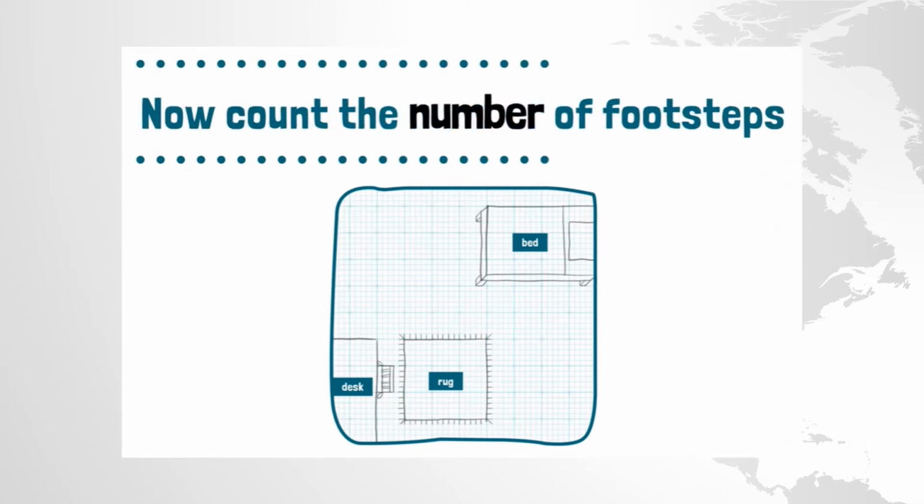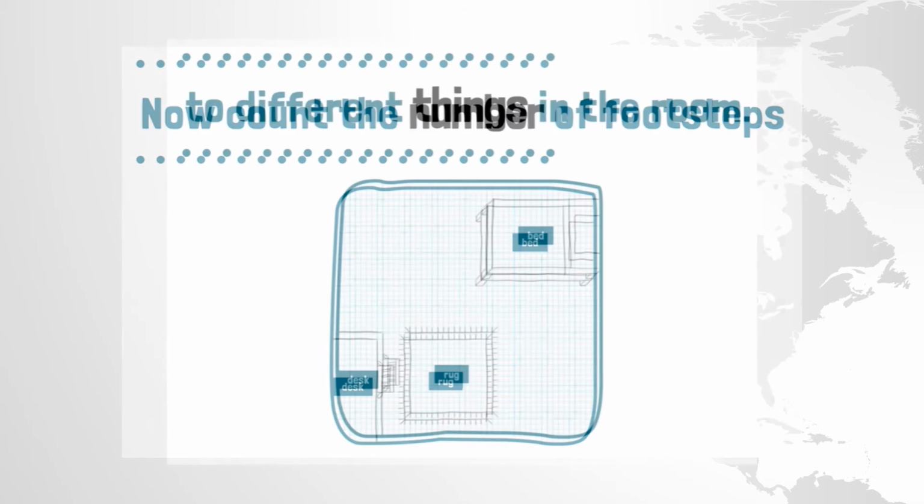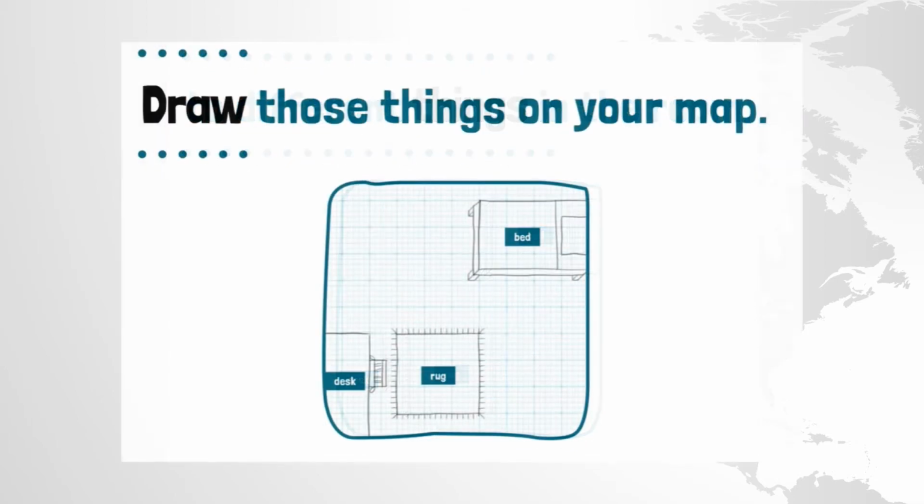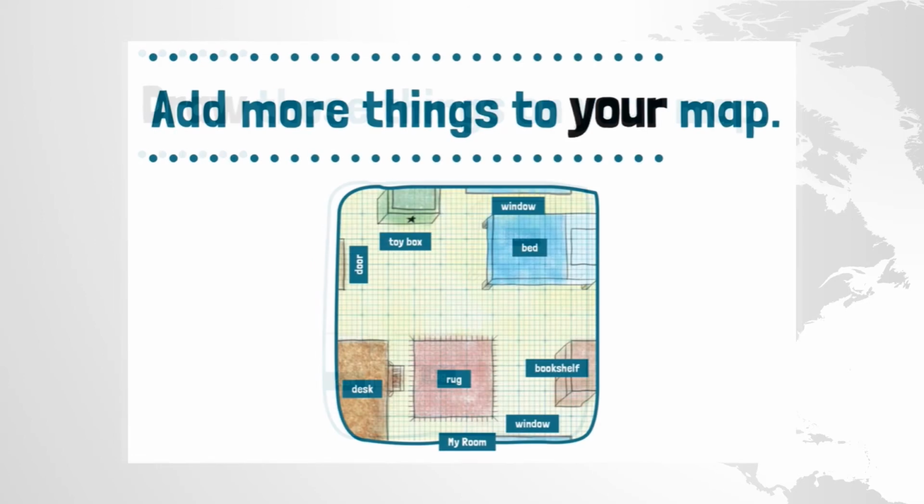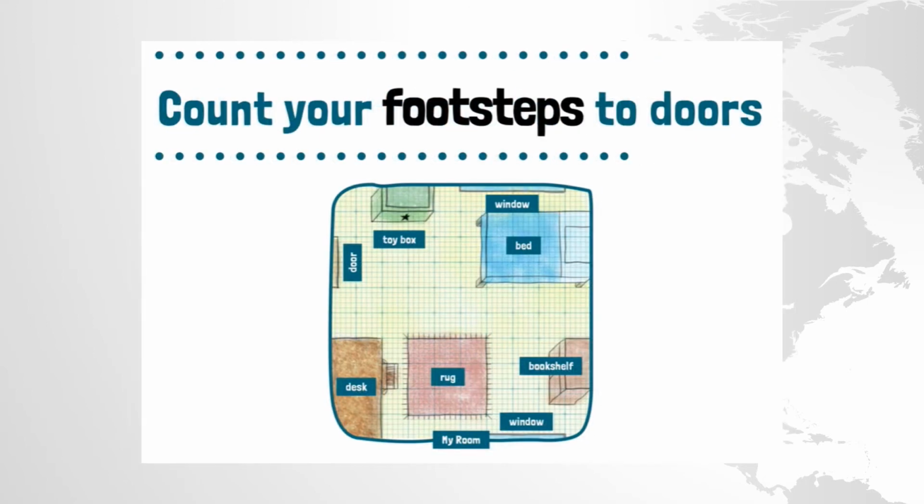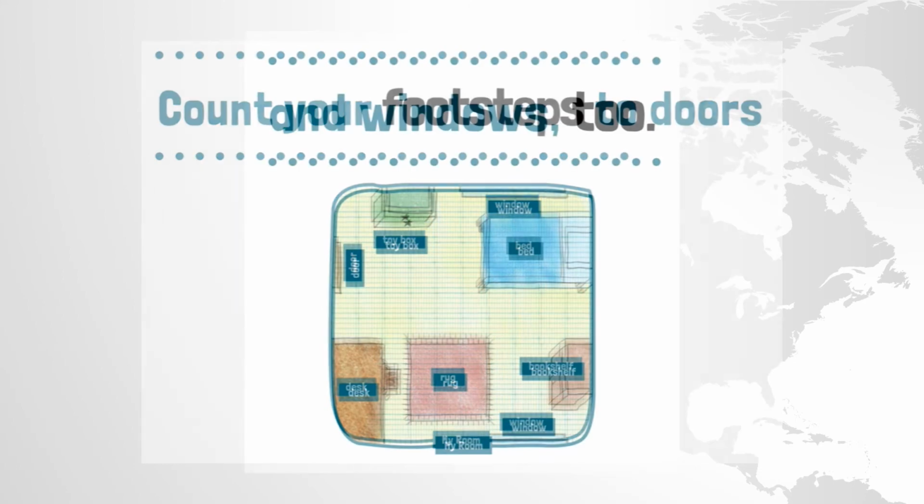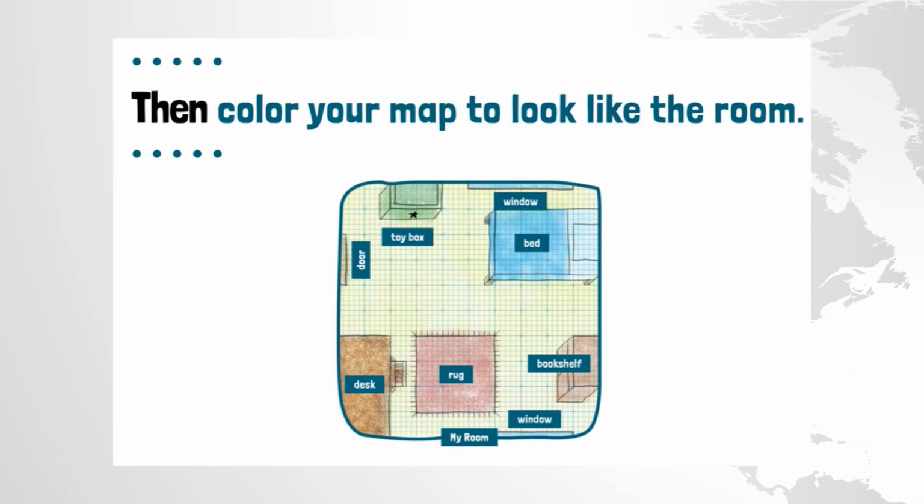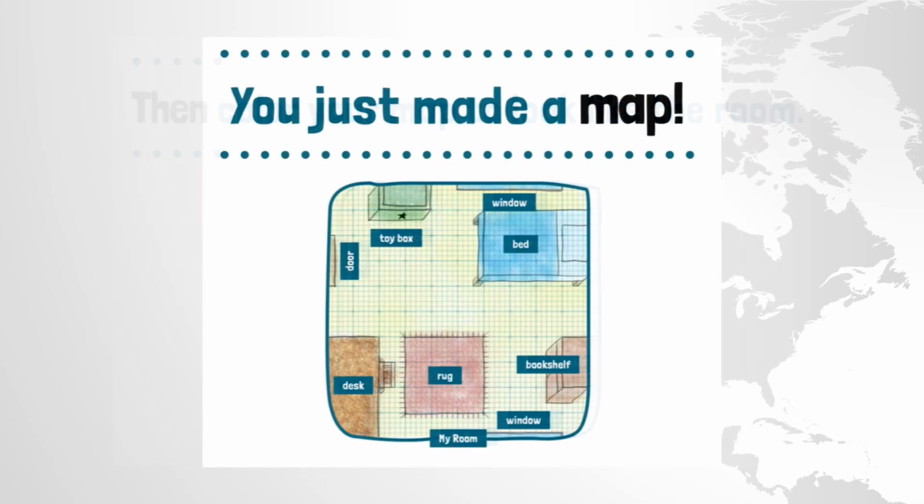Now count the number of footsteps to different things in the room. Draw those things on your map. Add more things to your map. Count your footsteps to doors and windows too. Then color your map to look like the room. You just made a map.